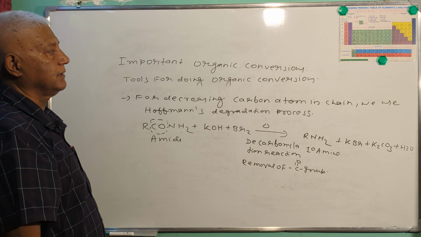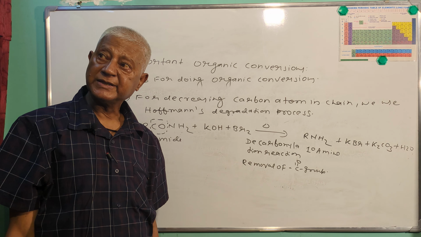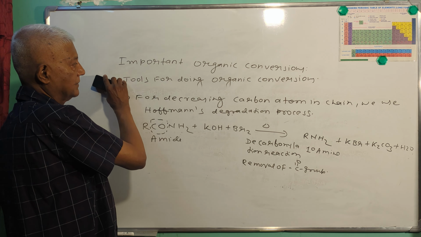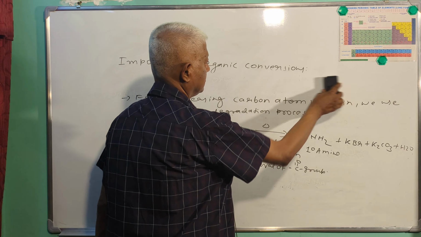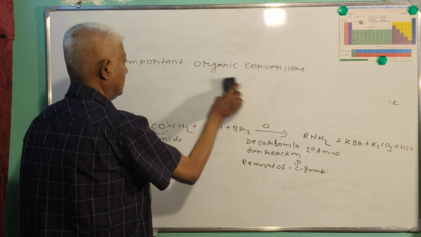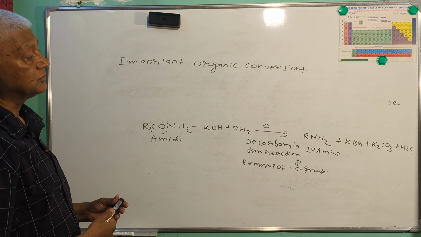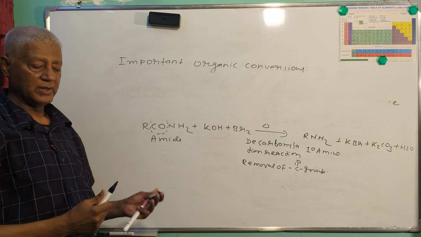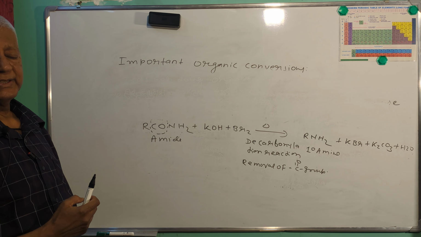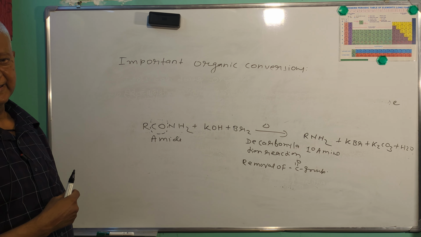So these are the important tools for the conversion of any chemical equation. For example, how to convert this? These are the tools by which we can convert all the organic compounds from lower to higher, or higher to lower.